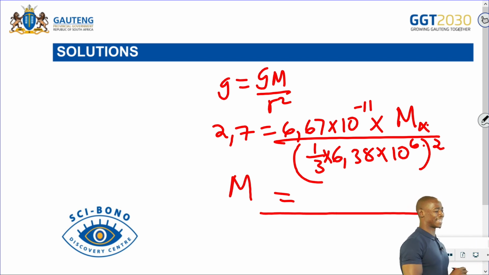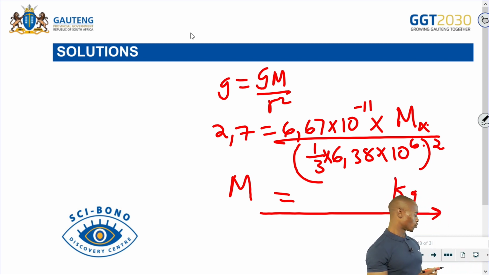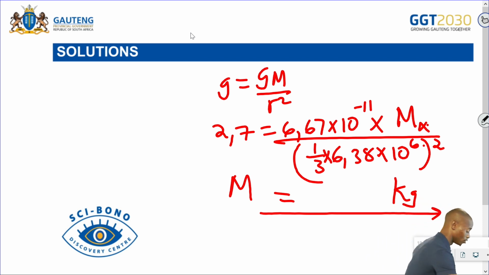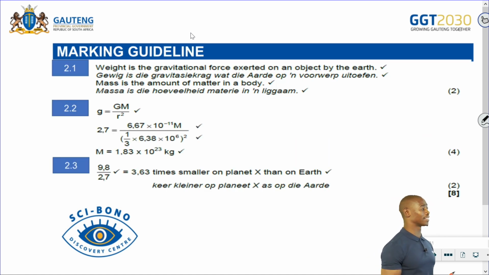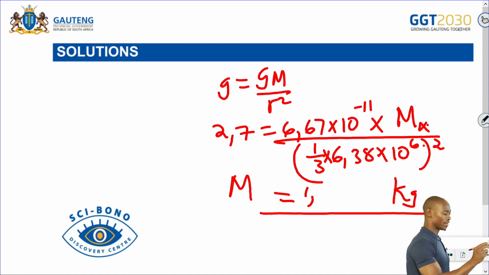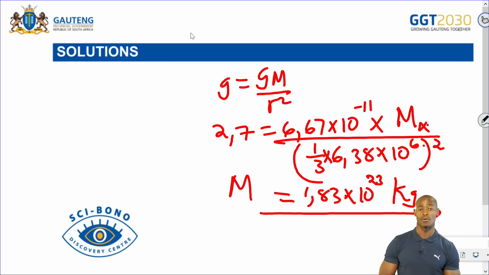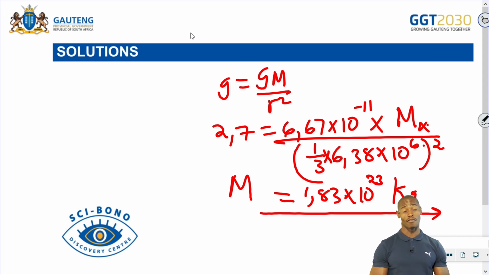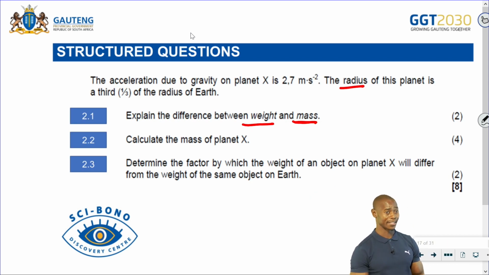Then we will get the mass of planet X in kilograms. What we need to do here is use our calculator to get the correct answer. Using the calculator, the answer that we are expecting is 1.83 times 10 to the power 23 kilograms, which is the mass of planet X.